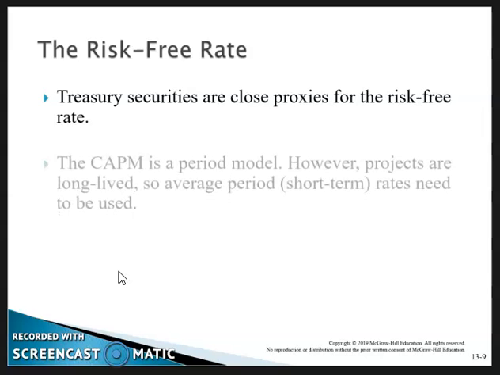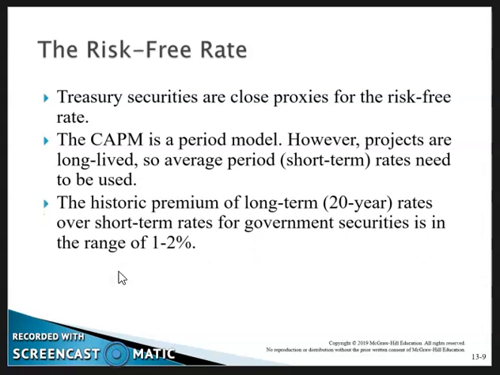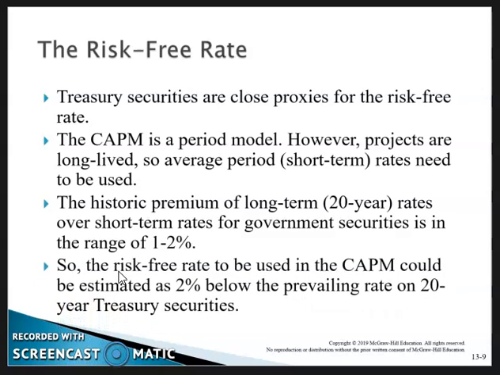So the CAPM is a single-period model, but projects are long lived, so the average of the period or short-term rates needs to be used. The historic premium for long-term 20-year rates over short rates on government securities is in the range of 1 to 2%. So we could estimate the risk-free rate to be used in the CAPM as 2% below the prevailing 20-year Treasury securities.